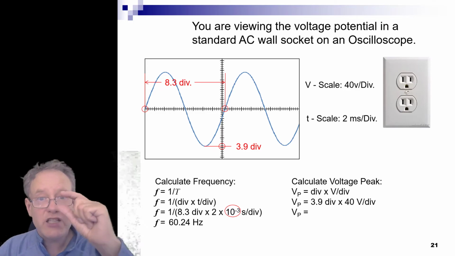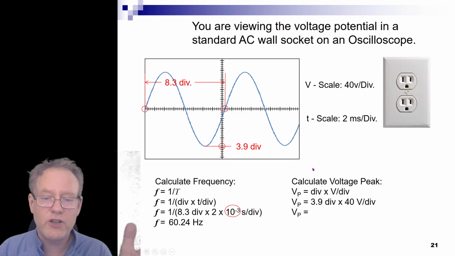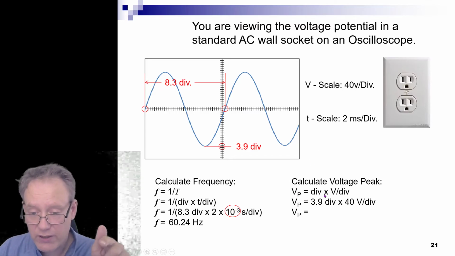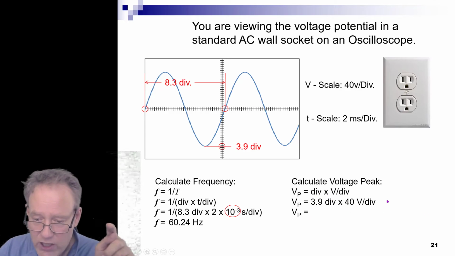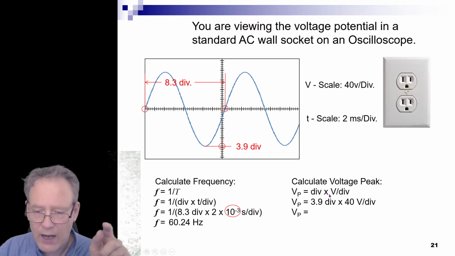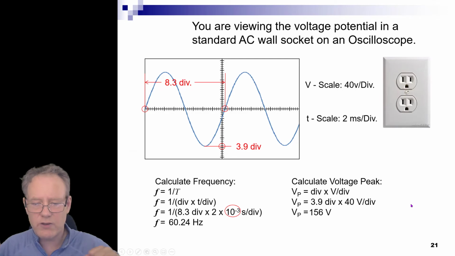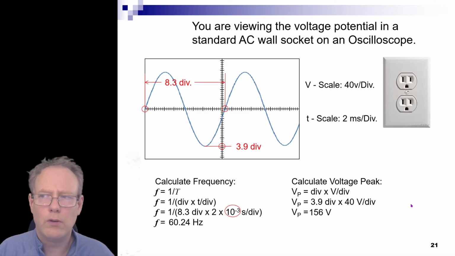I know that each division is equal to 40 volts per division. So I'm just going to do the math. V peak equals the divisions times the voltage per division. I'm going to put in my value and keep on using these units, divisions and voltage per division. And then my answer is 156 volts. Whoa, that's a lot.